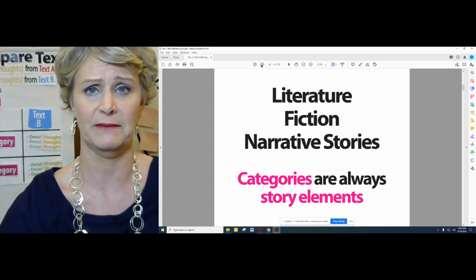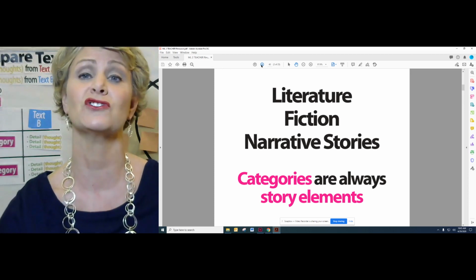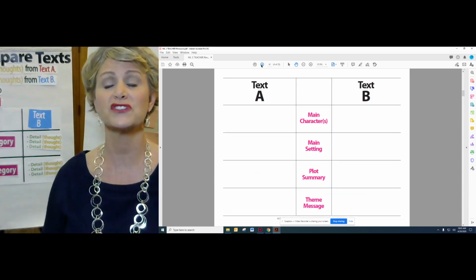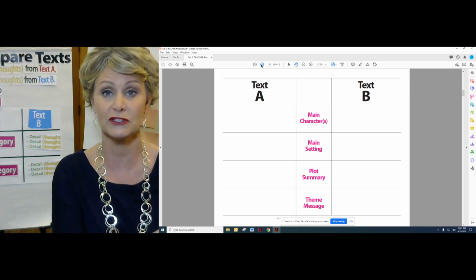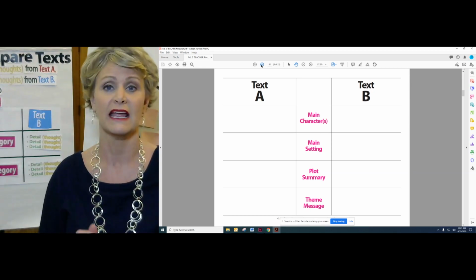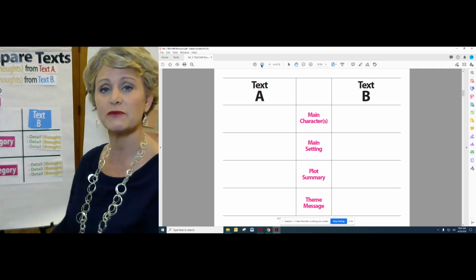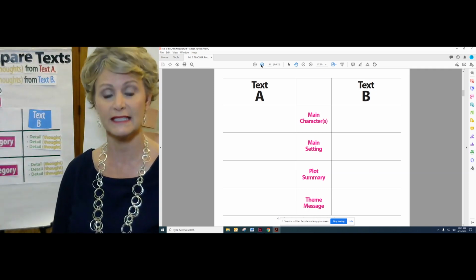And we remember story elements, right? We used these same key story elements when we were summarizing a text. We had to summarize the character, the setting, the problem, the solution, right? Boom, that's the same thing. These will be the categories when comparing two pieces of literature.